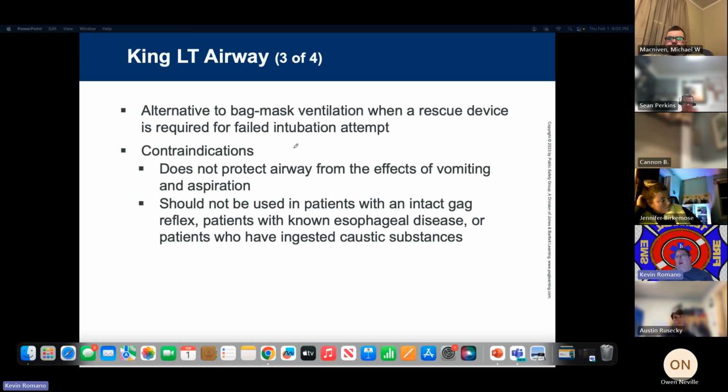It's an alternative to bag valve mask ventilations when a rescue device is required for a failed intubation attempt. Contraindication: it does not protect the airway from events of vomiting and aspiration. It does not work that way. It should not be used in patients with an intact gag reflex, patients with known esophageal disease, or patients who have ingested caustic substances. Okay, we don't want that to come back up and burn the airway and the esophagus.